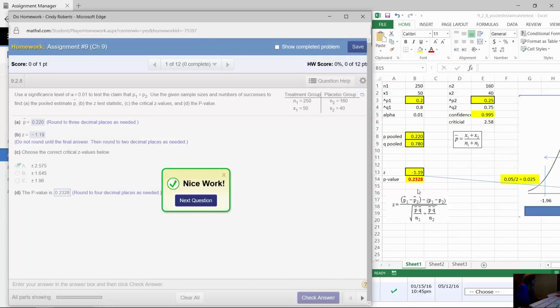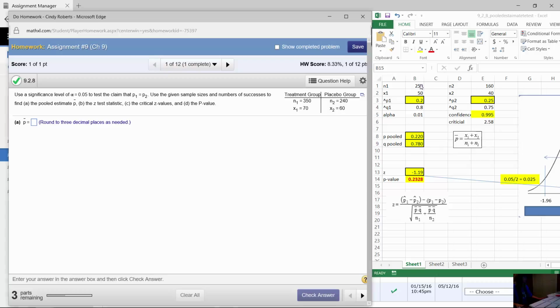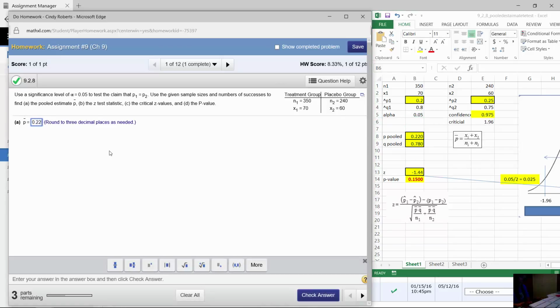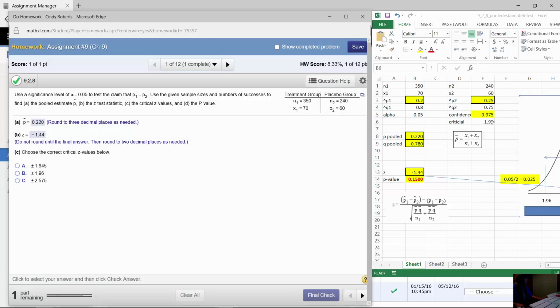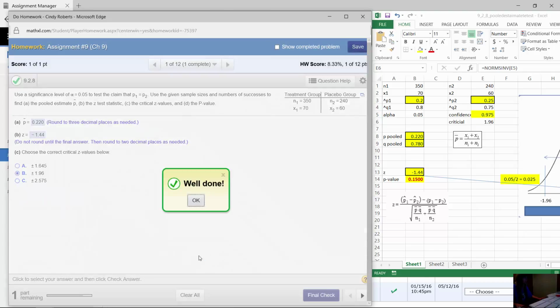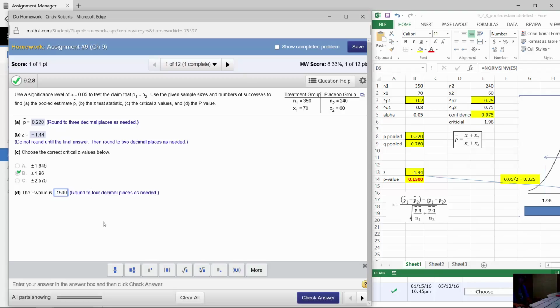So once you have all of this stuff set up, let's do a similar question. Watch this. 350, 70, 240, 60. What am I at? My alpha is back to 0.05. My P pooled, 0.220. My Z, negative 1.44. My critical, 1.96. And my P value, isn't that nicely rounded?